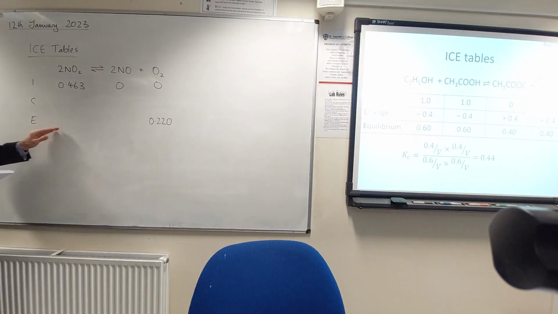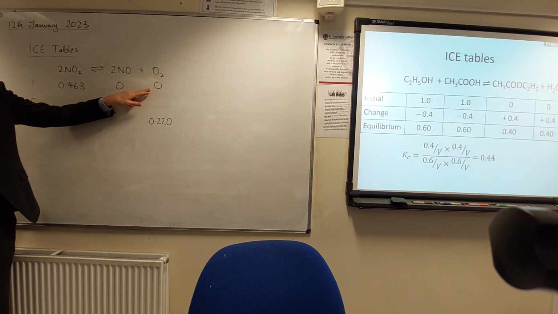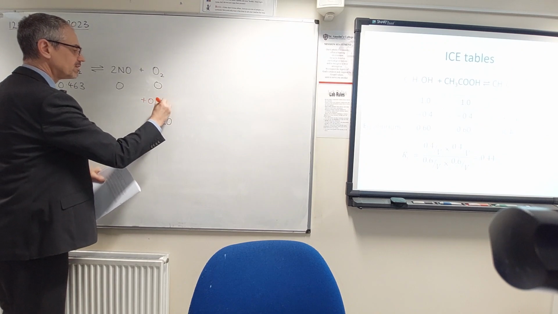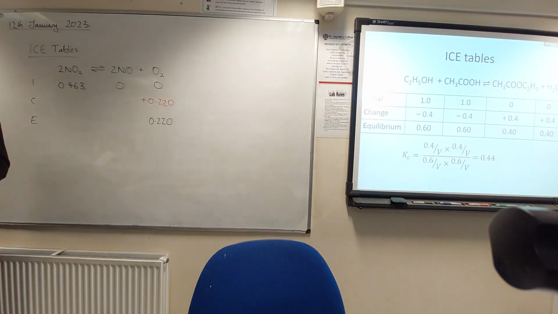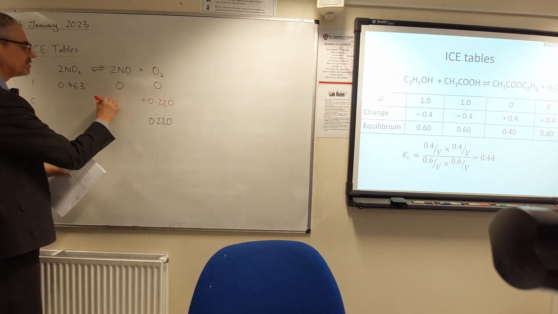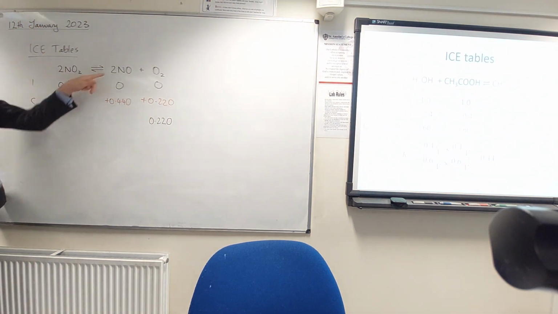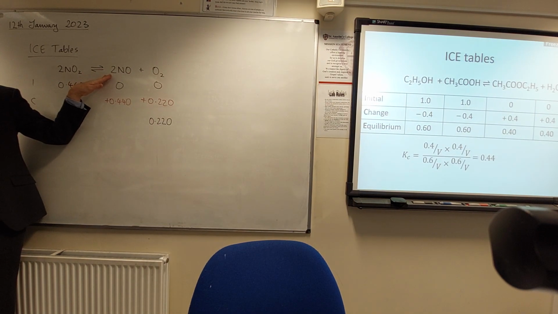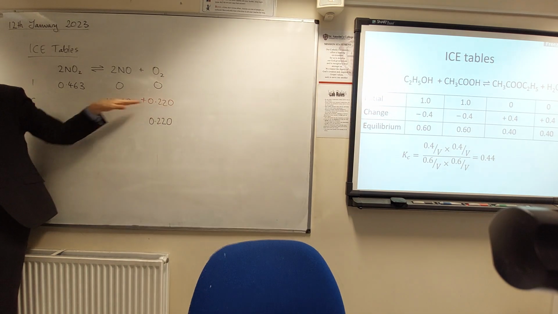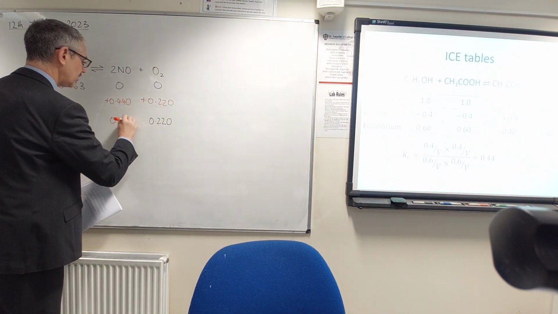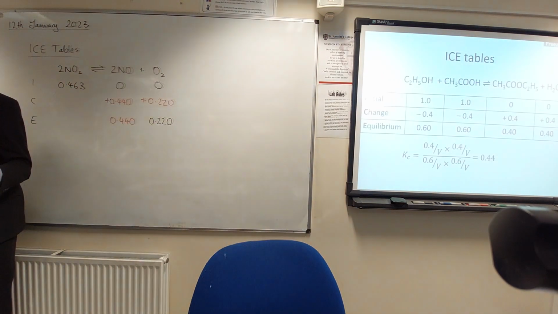Okay, so let's have a look at how we fill this in. In terms of change, oxygen has clearly gone up from 0 to 0.22, so it's gone up by 0.22. How much has NO gone up by? 0.44, because it's got twice the amount of moles in the equation. For every oxygen we make 2 NOs. So if I've made 0.22 oxygens, I've made 0.44 NOs, which means we can now write that in as our answer there. So that was actually the answer to question A.